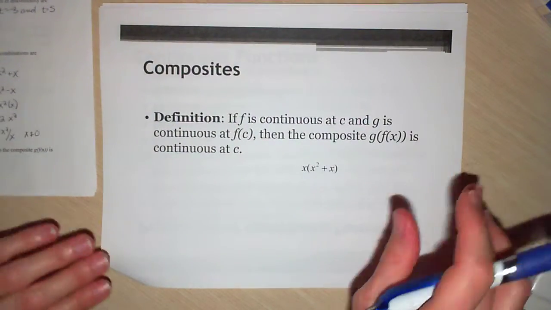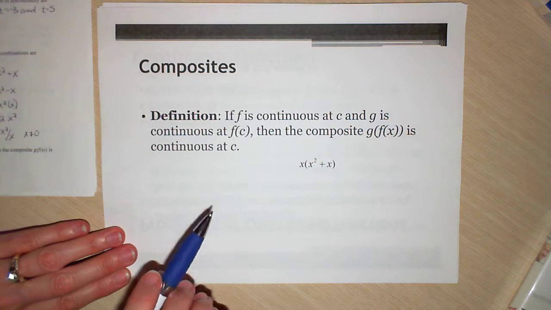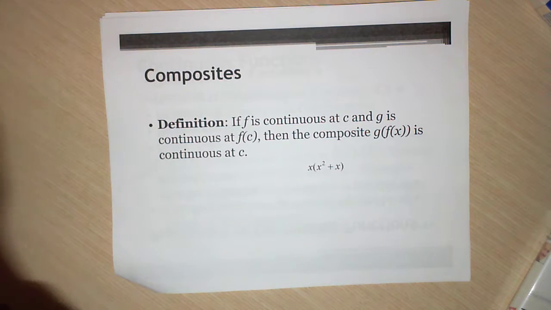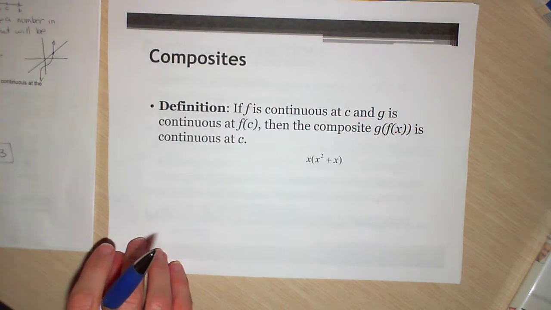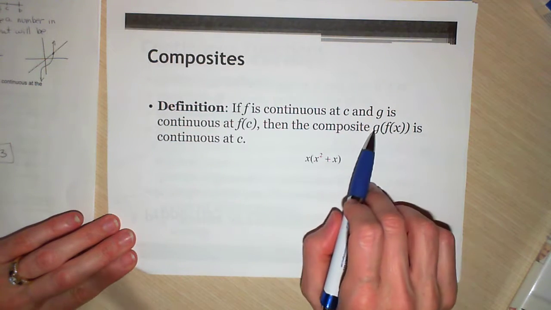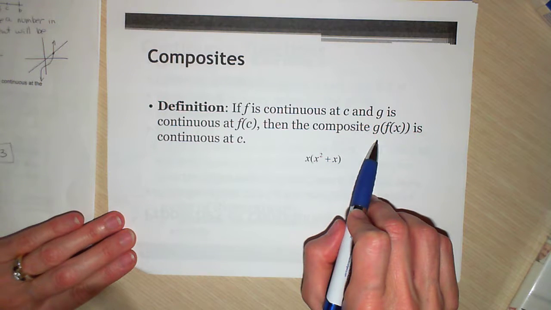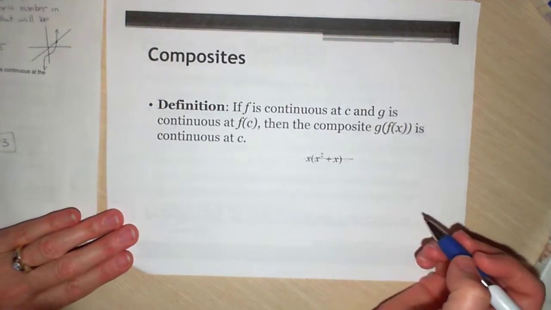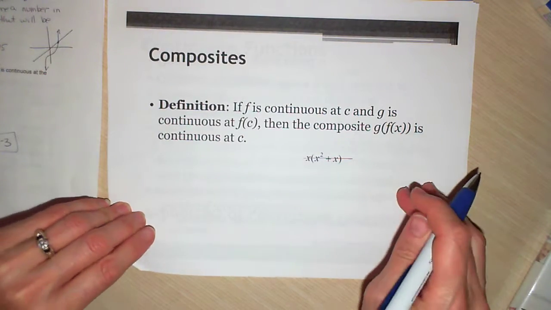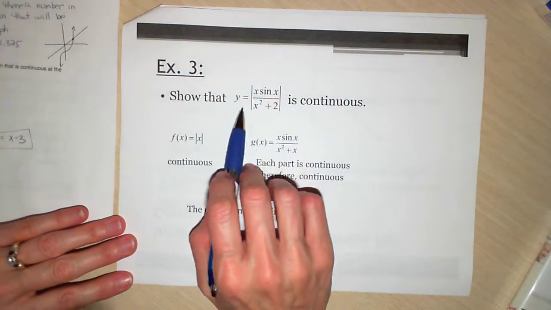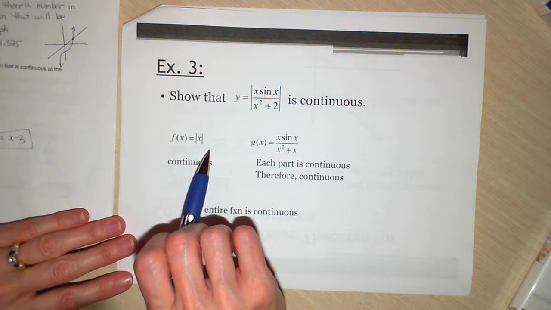This same type of idea is true when we are composing functions, right? When we're putting one function inside the other function. So if f is continuous and g is continuous, and you compose f inside of g, then this new function, the composition, will also be continuous. Okay? We'll look at example 3 that's in your notes to show how this works. So this is example 3. So this is a composition of actually many functions.